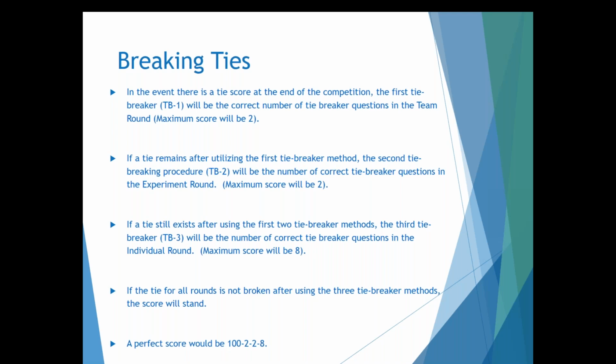And the third tiebreaker, in case it's not broken in the first 2, is the number of correct tiebreaker questions in the individual round, and the maximum score will be 8. So that would be 2 tiebreaker questions per student in the individual round. And if it's not broken after all of that, the tie will stand, and a perfect score would be 100 to 8.